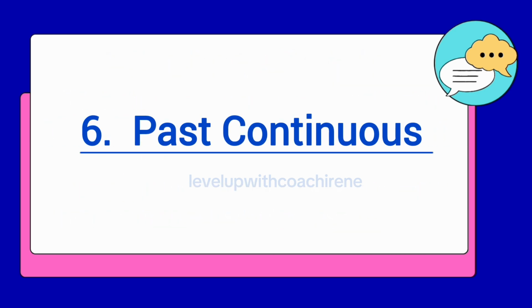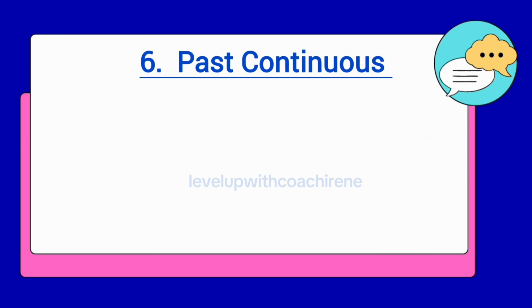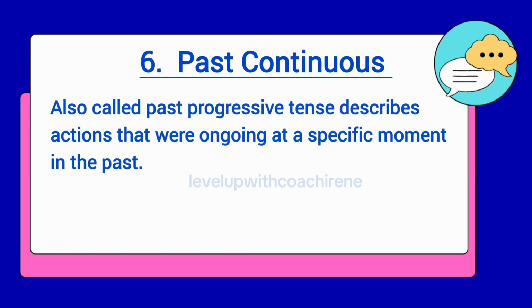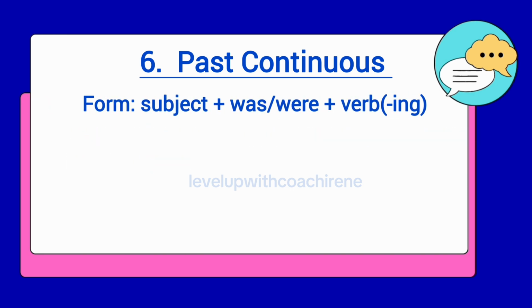Moving on, let's look at past continuous tense. The past continuous tense, also called the past progressive tense, describes actions that were ongoing at a specific moment in the past. This tense is often used to set the scene or show an action in progress when another action interrupted it. It is formed with a subject plus was or were plus verb in the ing or continuous form.